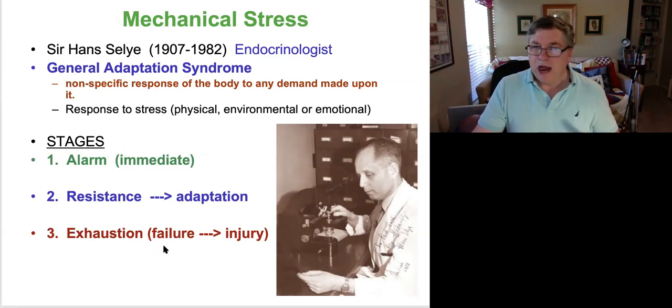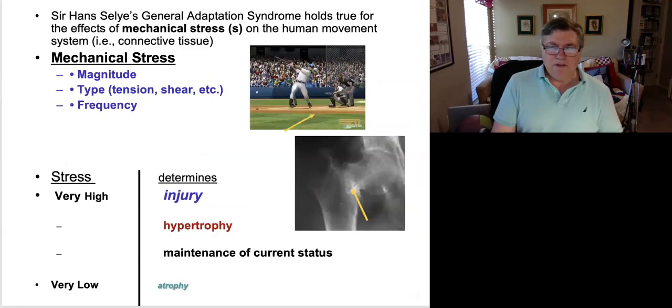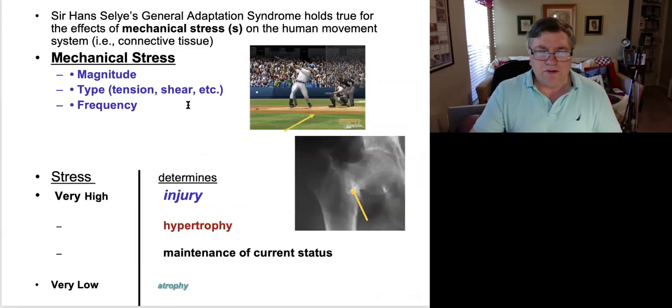Exhaustion or failure happens when there's too much stress. So this could be a compound fracture of the tibia. It could be a tear of the anterior cruciate ligament. It could be a partial tear or a strain of the hamstrings muscle. So we think of this as kind of a continuum where there's really super high stress that can cause an injury. It could be the magnitude of the stress, or it could be the frequency, or even the type.